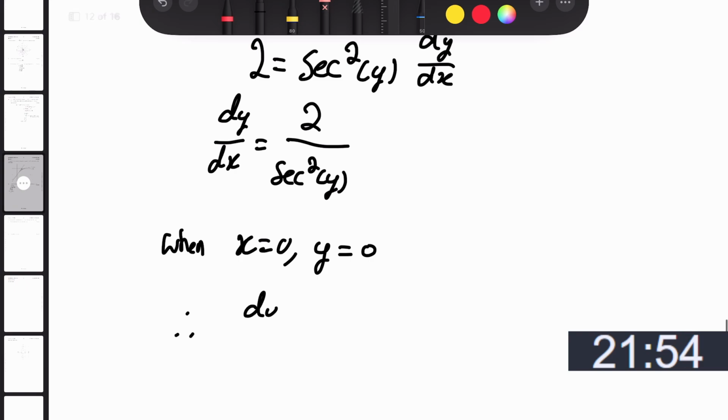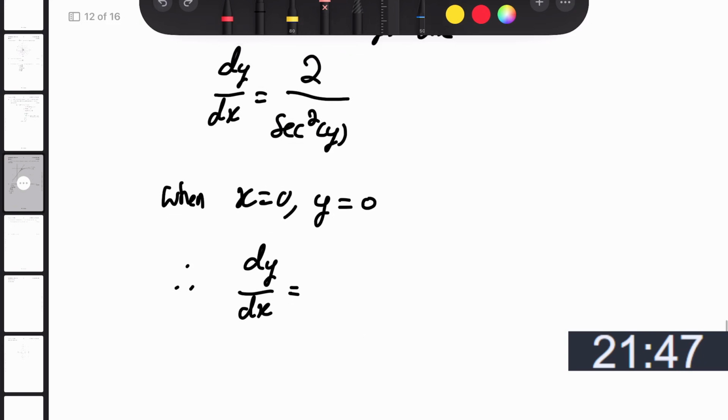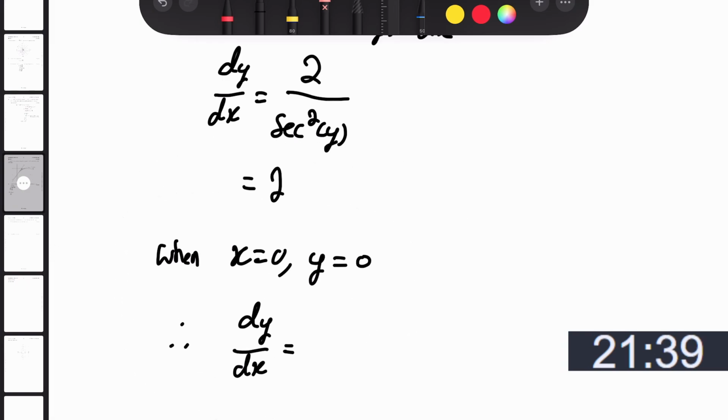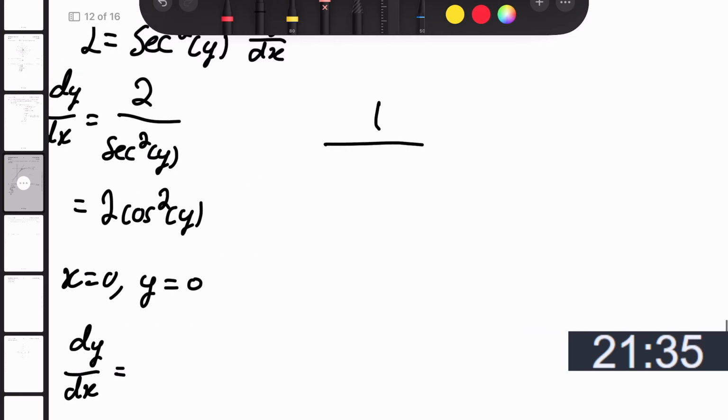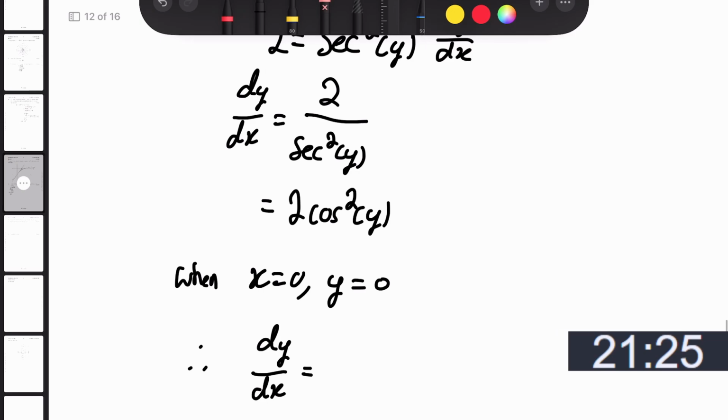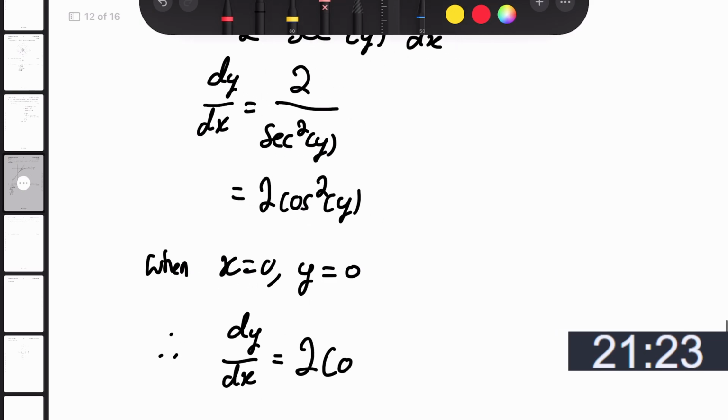And for dy/dx, 2 on... wait, so 1 on secant squared of y. So it's going to be 2 cosine. Hold on, let me write this. I'll move you guys down. So this is equal to 2 cosine squared of y, because 1 on secant squared is 1 on cosine squared of y, like that. And then I'll multiply it to the top. Yep, dy/dx is equal to 2 cosine squared of 0, which is going to be 2.